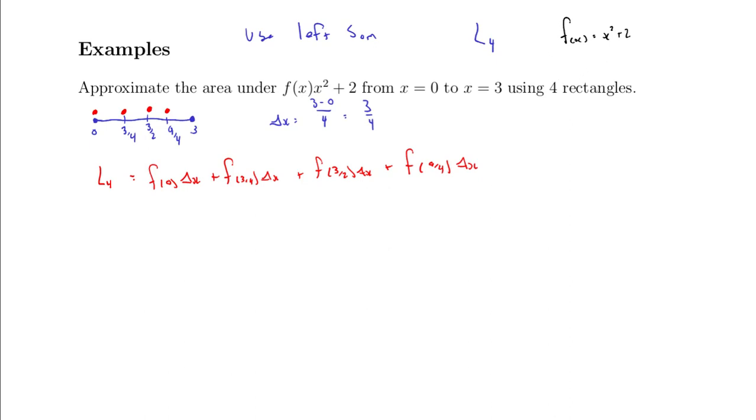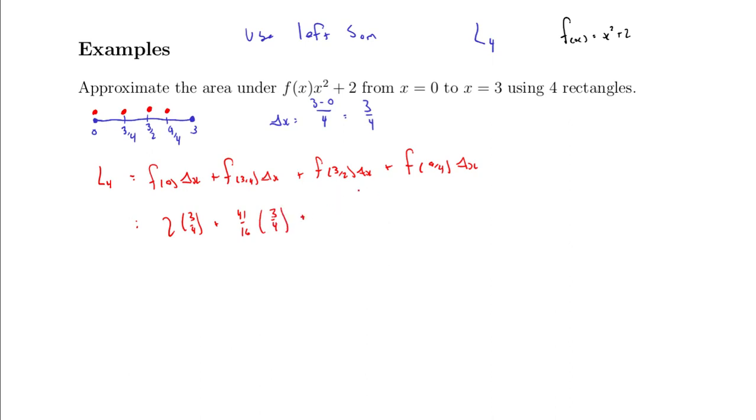So you can go ahead and just plop these things in, figure out what we've got. f of 0 is 2. We've already found that one, times 3/4, plus f of 3/4, what's that? 9 over 16 plus 2, right? 3/4 squared is 9 over 16. Then we'll say plus 32 over 16, so this is 41/16 times 3/4.